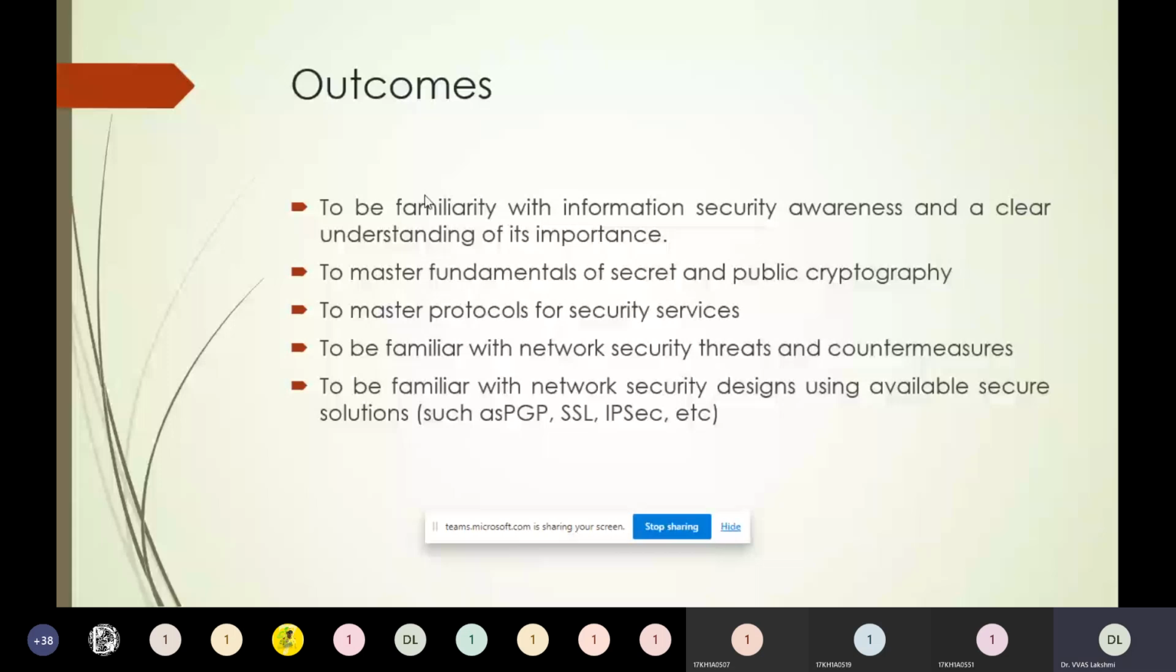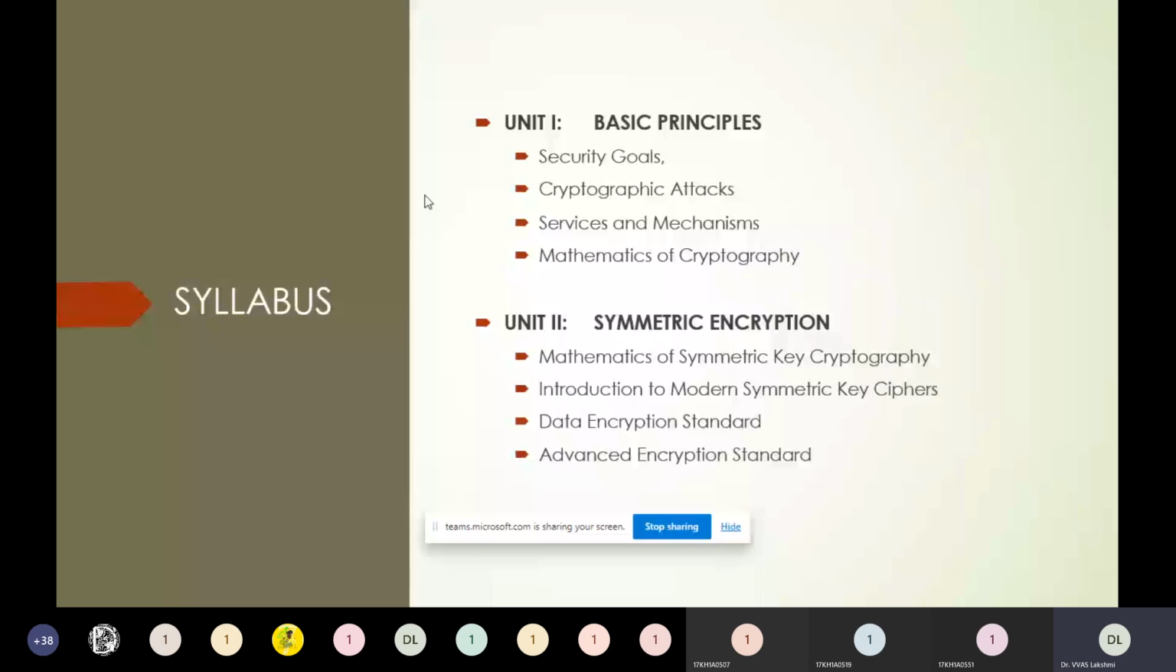So here we are going to cover the syllabus in 6 units. First unit is basic principles. Here we are going to learn about what the various security goals are and what types of attacks there are, what the mechanisms and services are to identify those attacks, and what the various mathematical techniques are which are applied for cryptographic techniques. Those are the basic principles which we are going to learn in the first unit.